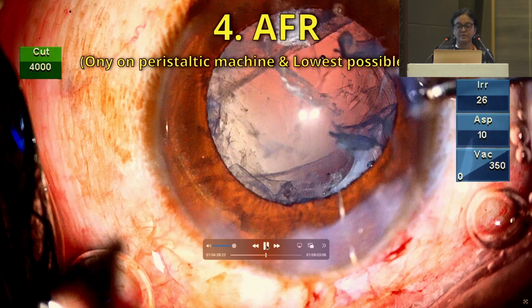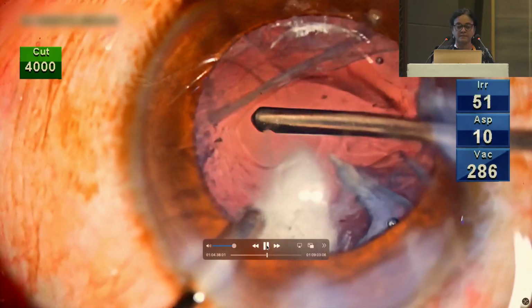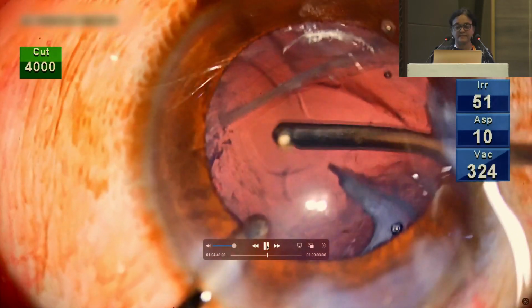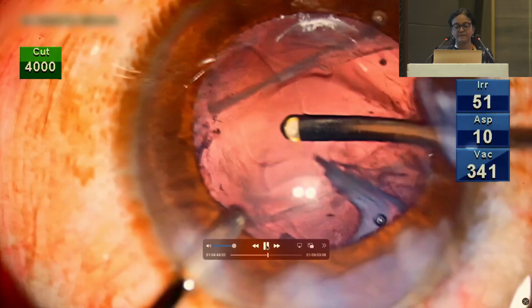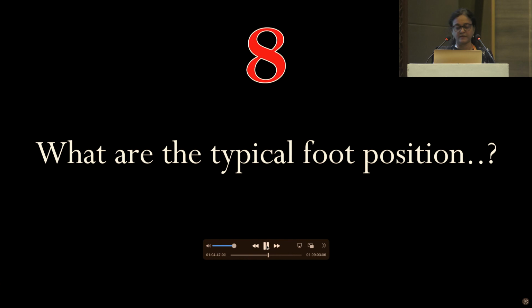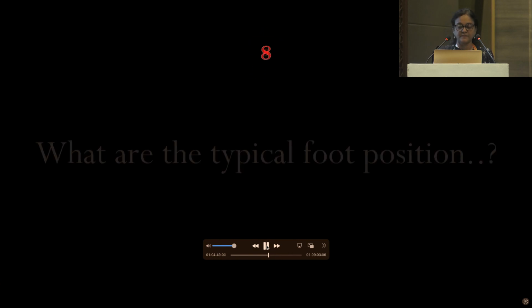Here the lowest possible aspiration flow rate is used. As you can see, that is the white, triamcinolone-coated vitreous which has come up to the cutting port.